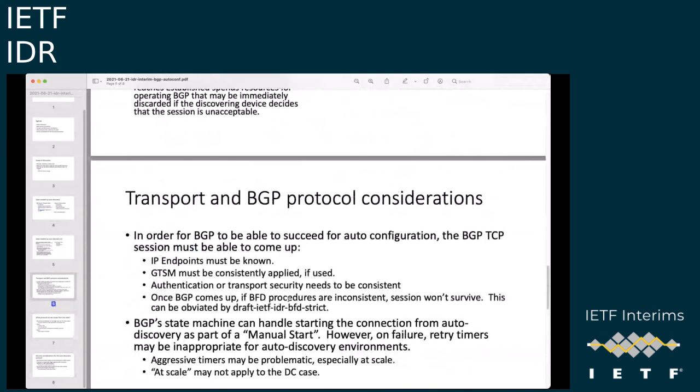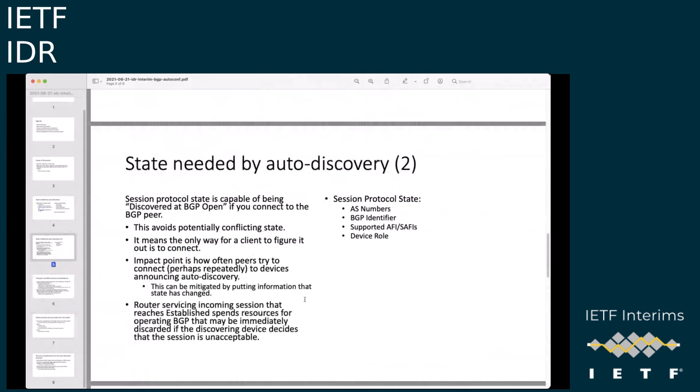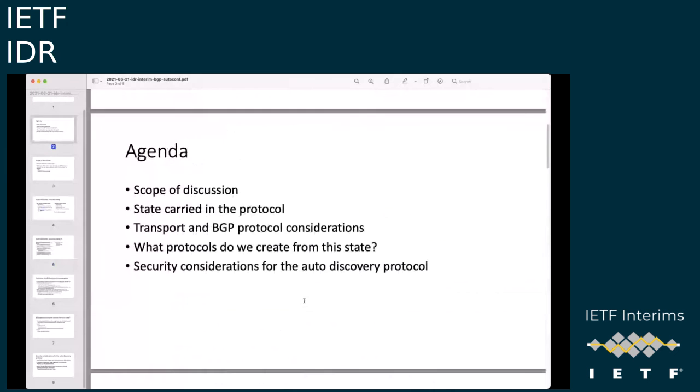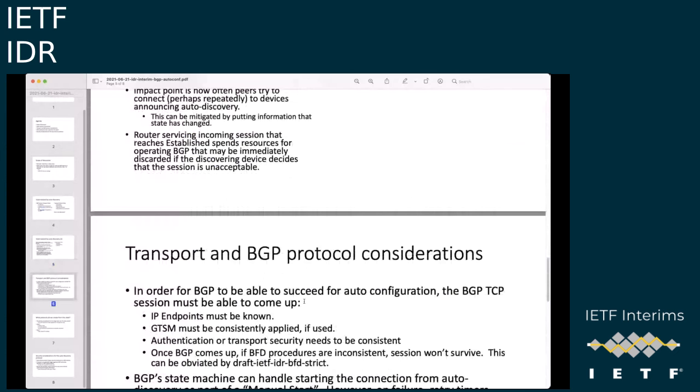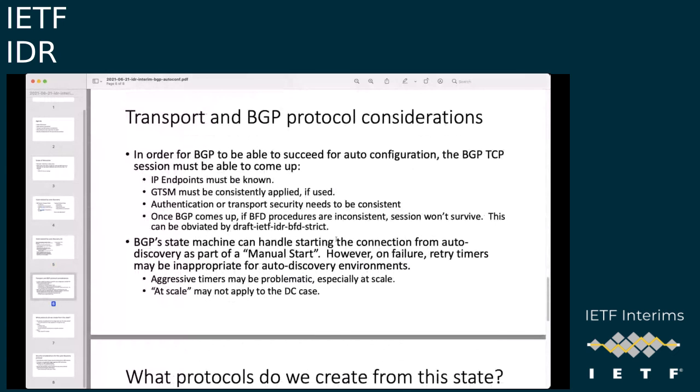A moment, please. I think I had it in there. Yeah, here we go. There is a draft that is adopted by IDR, BFD strict, which gets rid of this ambiguity in when the state machine is applied. If we just basically say that for any solutions using auto-discovery, if BFD is going to be in use, this extension is expected to be implemented, this is a piece of state that can drop out of the discovery mechanism.